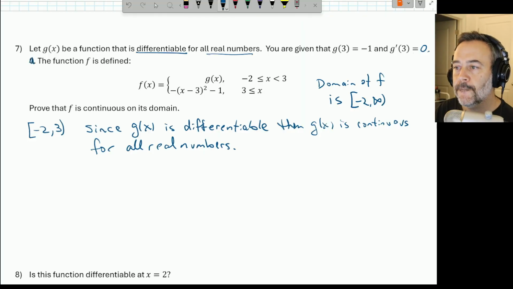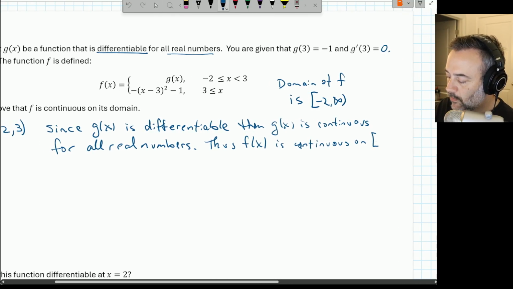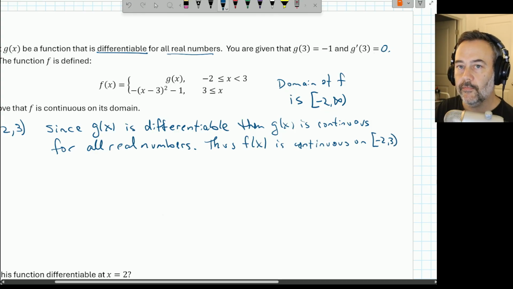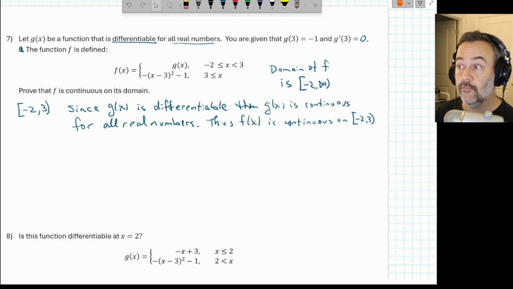Thus, f of x is continuous on the interval -2 to 3. That's enough because g is continuous for all real numbers. Therefore, f is continuous on -2 to 3, including -2, not including 3. We haven't figured out 3 yet because that's the breakpoint between the two parts of the piecewise.